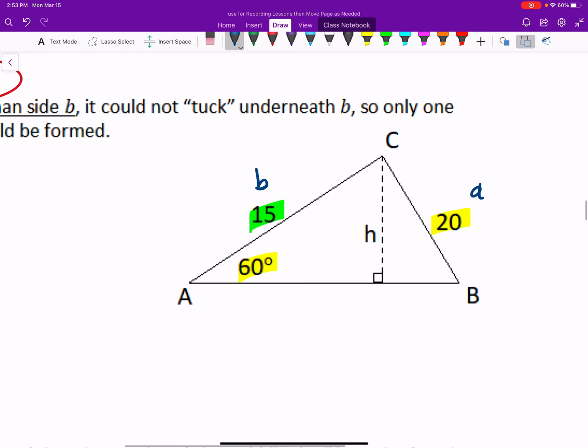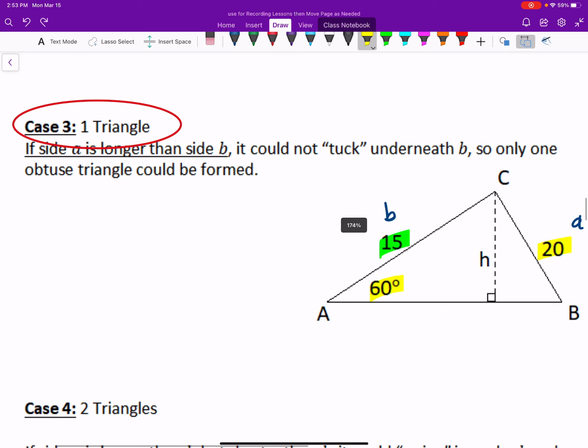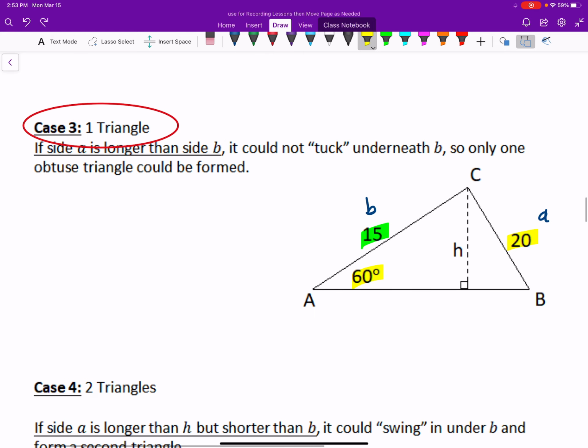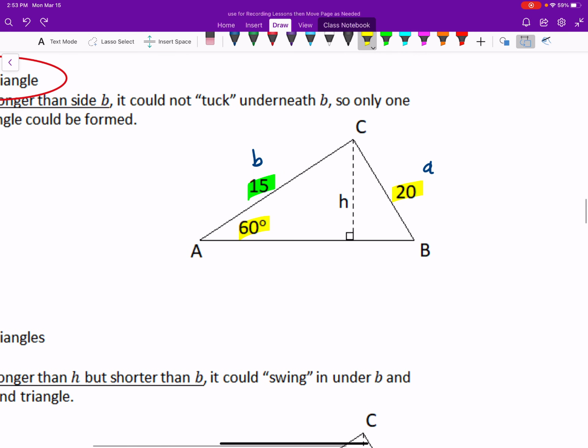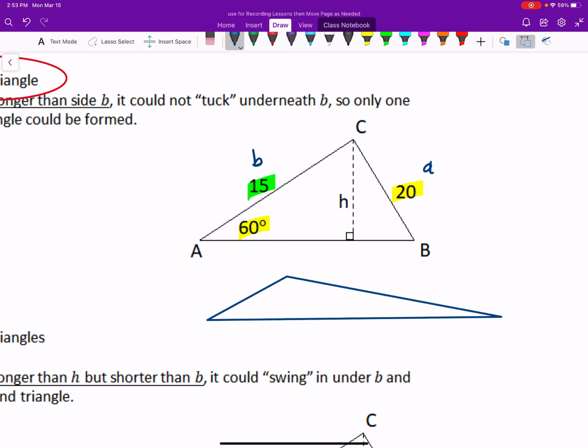If A is longer than B, then there's no way that I could tuck this, again, think of this like it's a swinging side on a hinge. There's no way that I'd be able to tuck it up underneath here because it's too long to fit. So there's one triangle, and it has to be this way. Only it wouldn't look like that. It would look more like this, with A being longer than B.